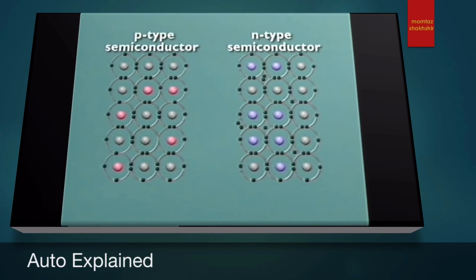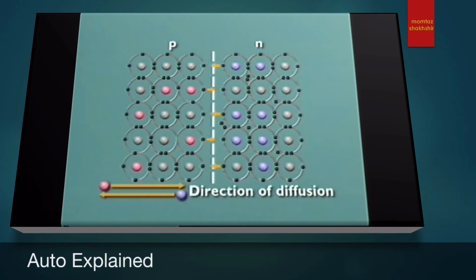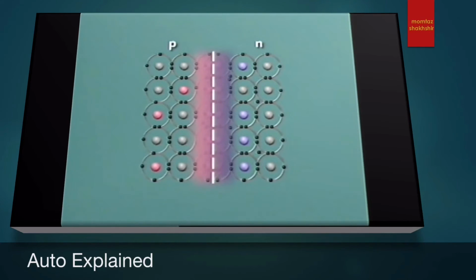Most electronic components combine P-type and N-type semiconductors. Where they join is called the P-N junction, an area where some electrons and holes cancel each other out. A thin layer forms that acts like an insulator. Since it has so few charge carriers, it is called a depletion layer.